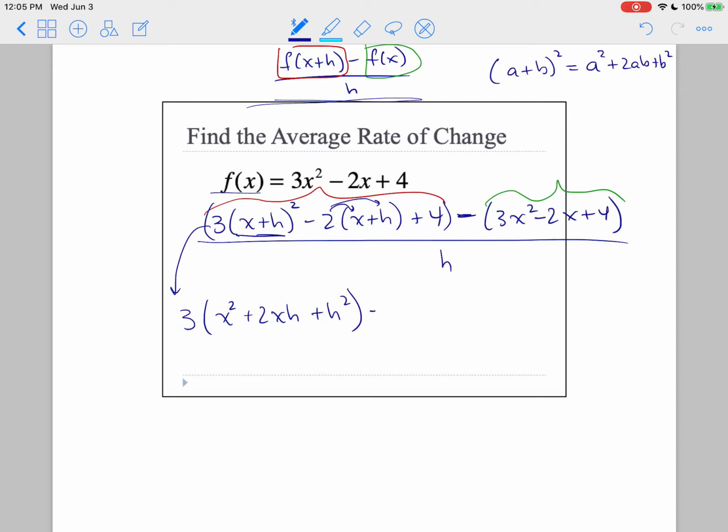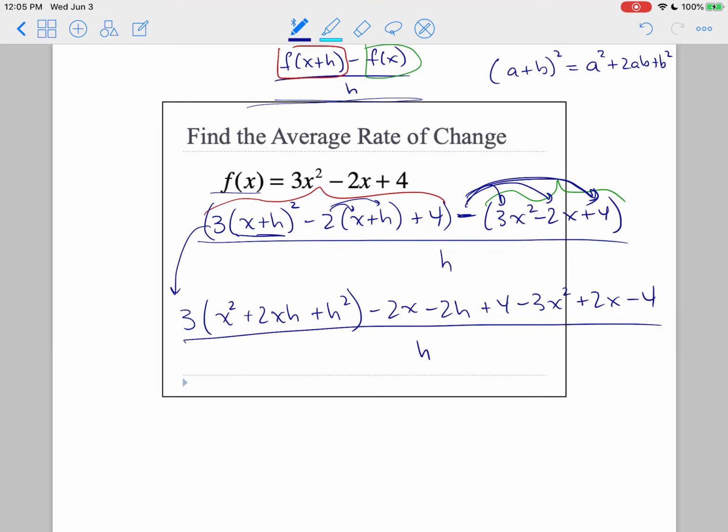Now I'm going to distribute the negative 2 here, plus 4. I'm going to distribute the negative to every term here. This is something that people usually forget. So it's going to be minus 3x squared plus 2x minus 4. And this is still all over h.